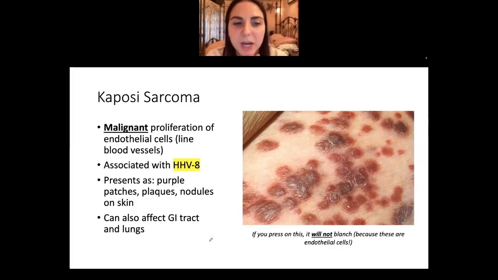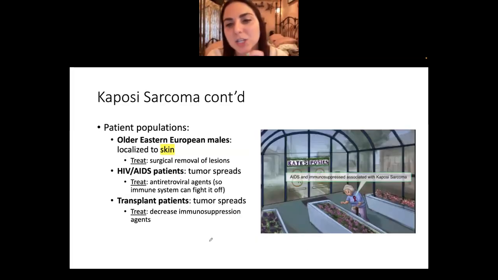But these can also affect the GI tract and the lungs. What's more important is to understand Kaposi sarcoma is HHV8. Who gets Kaposi sarcoma? It's not only your immunocompromised patients, so that's your HIV/AIDS patients, but also your Eastern European males. Super weird. Older Russian males tend to get Kaposi sarcoma. It's like a geographical thing. I tried to look into why when I was learning about this. No idea.